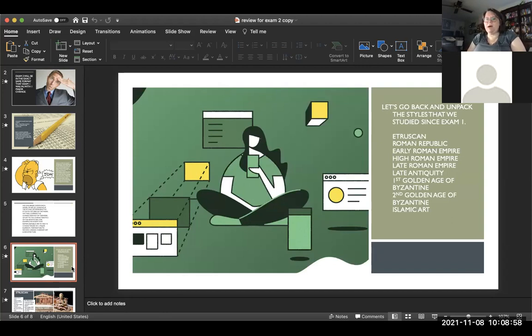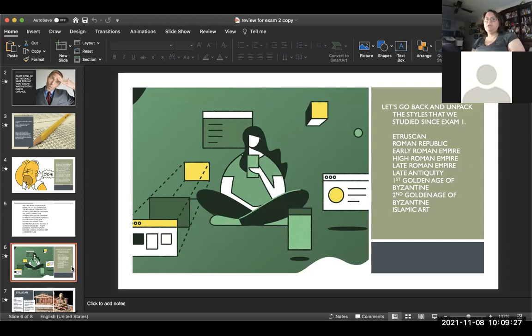So going back to unpack just before we start in, these are the eras of art history that we've been looking at in the past few weeks. So Etruscan, Roman Republic, early Roman Empire, High Roman Empire, and late Roman Empire. Lots of Roman Empire in there, right? Late Antiquity, first golden age of Byzantine, the second golden age of Byzantine, and Islamic art.